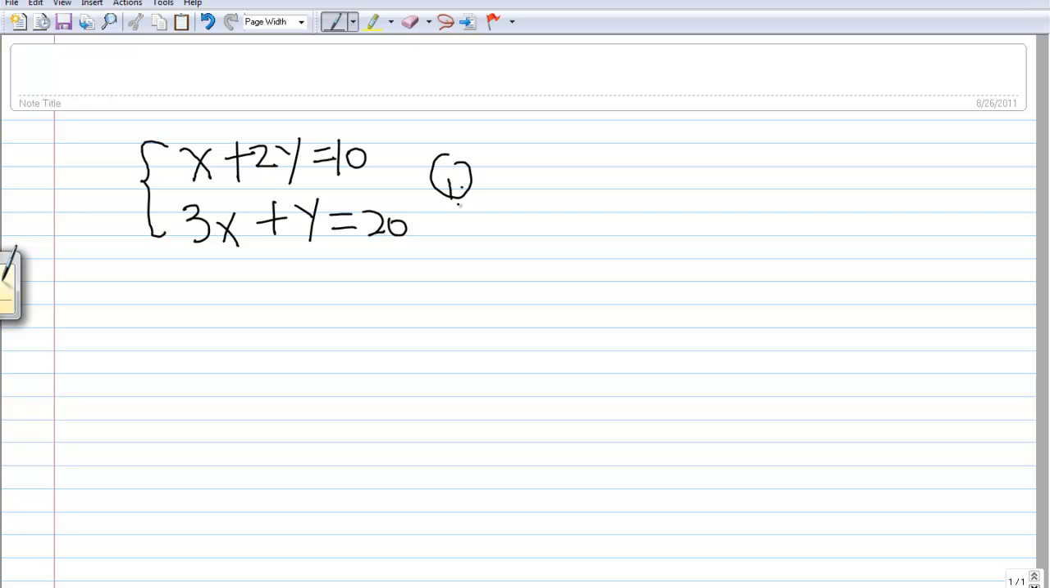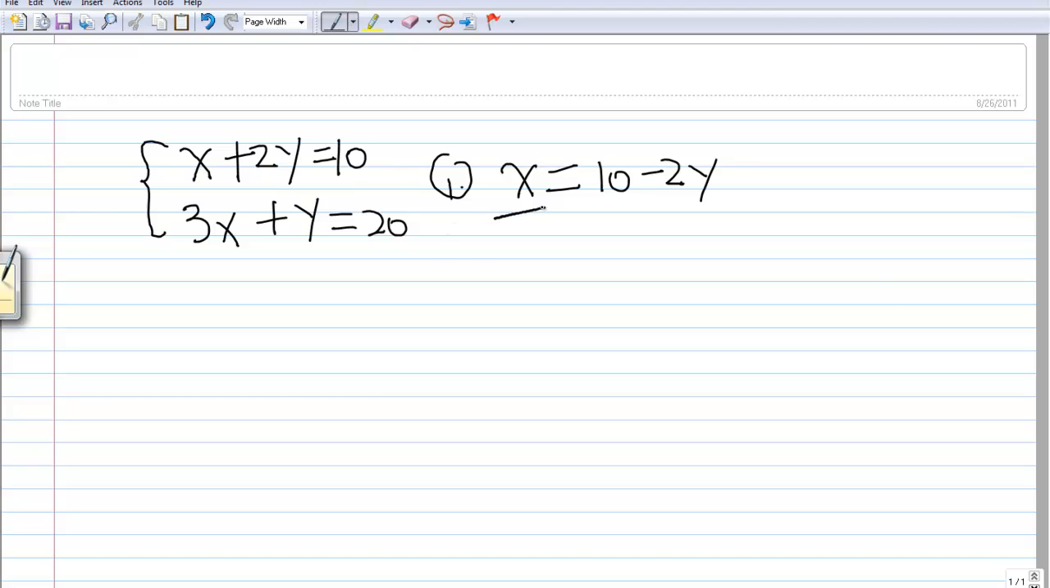So this is the first one. From the first equation we can find x equals 10 minus 2y. How do we do that? Basically, we just subtract 2y from both sides of this equation. On the left side, we have plus 2y and minus 2y, so they cancel out. And on the right hand side, we just have 10 minus 2y.